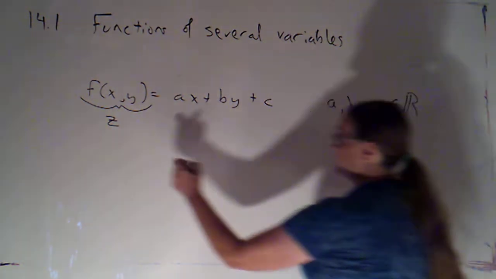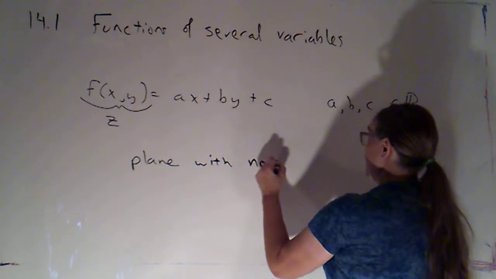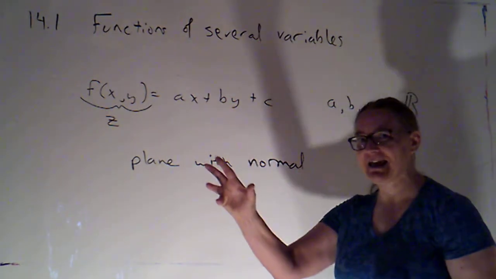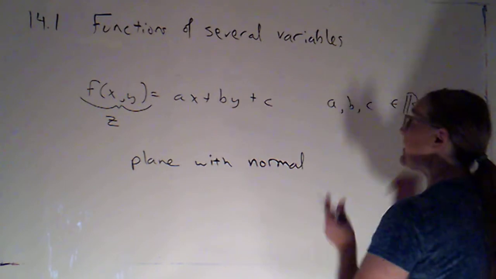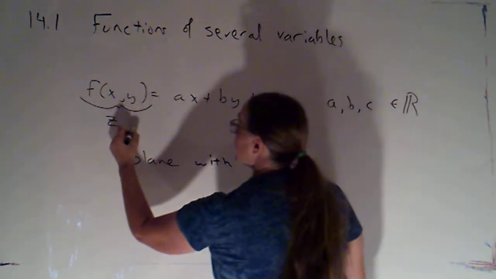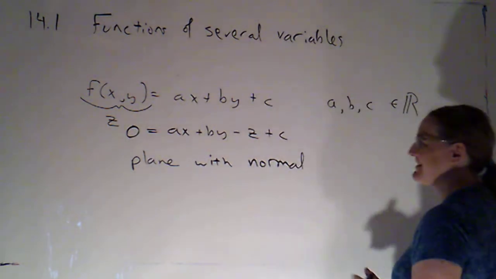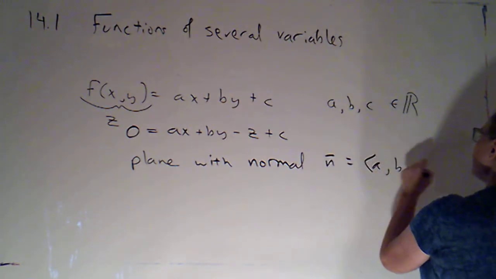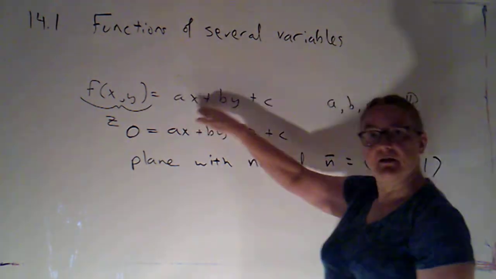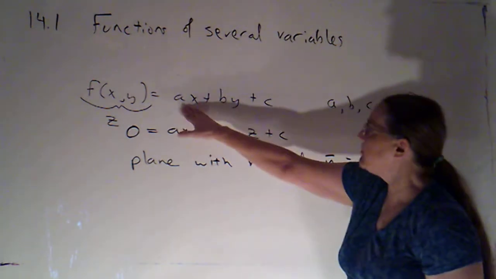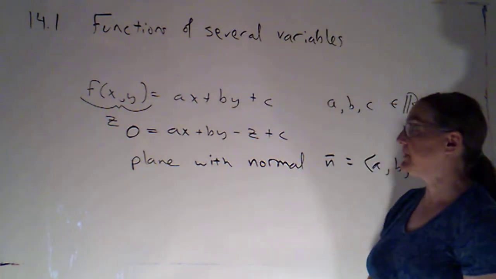The normal to this plane is not a, b, c. We've often used a, b, c for the normal, where we had ax plus by plus cz. Here I don't have cz. If I were to put this in standard form, I would subtract that z over. So I'd have 0 equals ax plus by minus z plus c. So the normal is actually a, b, negative 1. But you'll notice that algebraically, it looks like just a linear function. The types of terms we have are a sum of each input variable and a constant. That we call a linear function, and that gives us a plane.